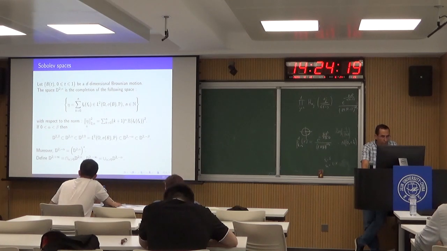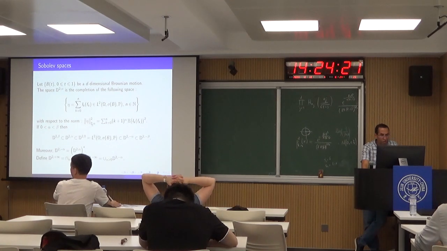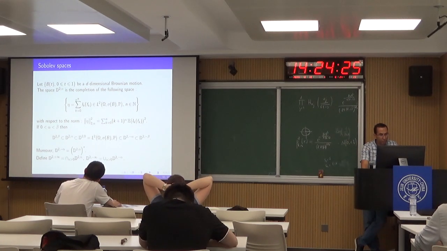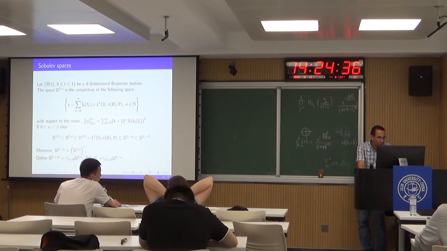Okay? With respect to the new norm, this new norm with indices 2 alpha is the sum from 0 to n of k plus 1 to the power alpha, times the expectation of I_k of f_k to the power 2. Of course, I_k of f_k is a multiple Ito integral. This is just a notation. Okay. So let's just see a little bit.